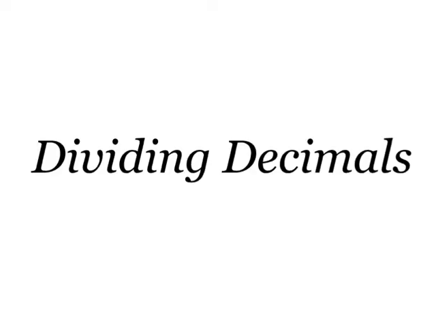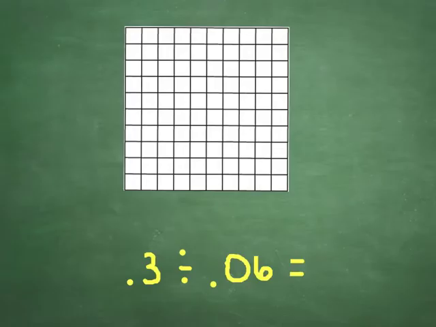Now that you completed your quiz, we're going to talk about dividing decimals. Think of dividing decimals as you would dividing whole numbers. We're going to take, for example, 3/10 divided by 6/100. 3/10 is my dividend, 6/100 is my divisor.